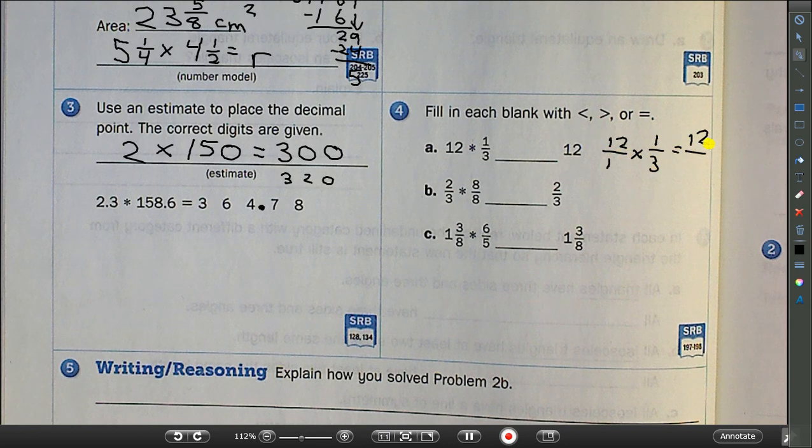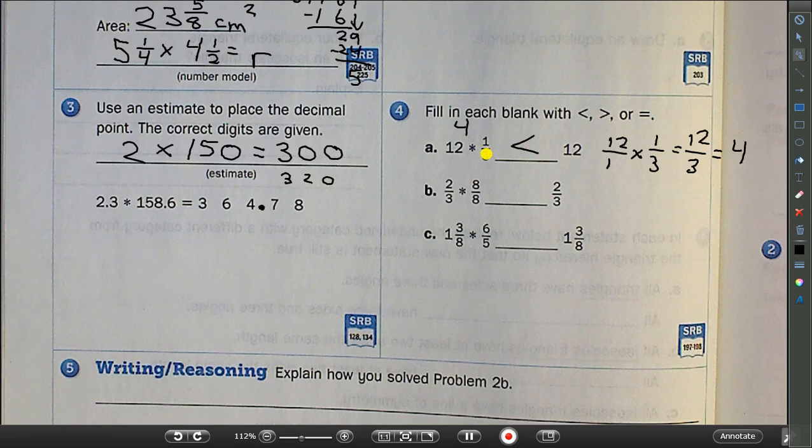12 times 1 is 12. 1 times 3 is 3. 12 divided by 3, 3, 6, 9, 12, is 4. So all of this right here really just means 4. So this is 4. Over here we have 12. 4 is smaller than 12.